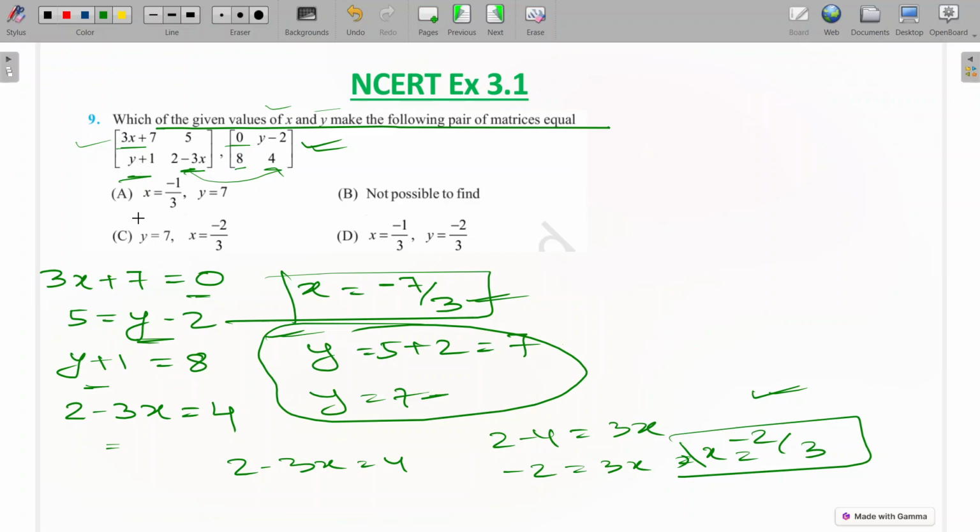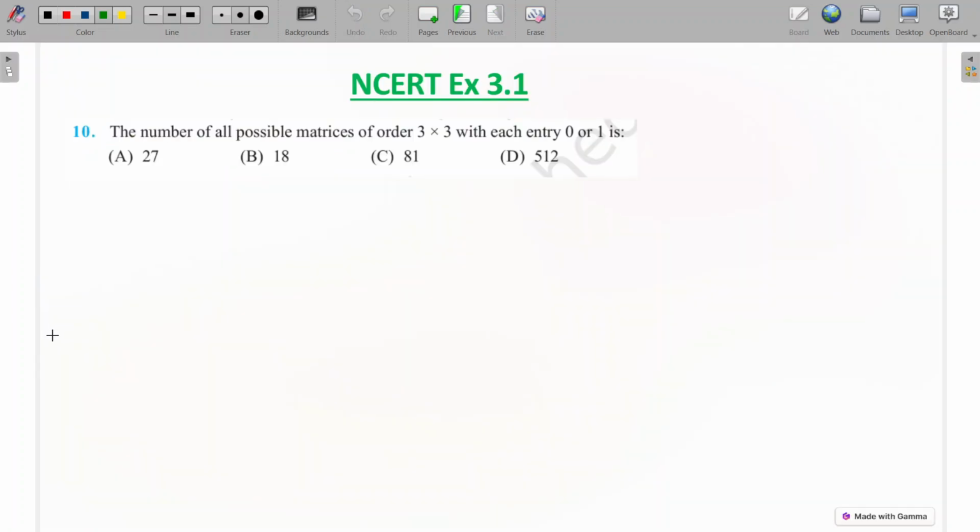So we can see that this option satisfies the equation: y is 7 and x is minus 2 by 3. So we can see this is the answer. Let's move on to the next question.